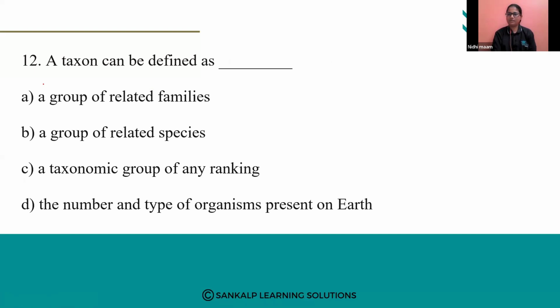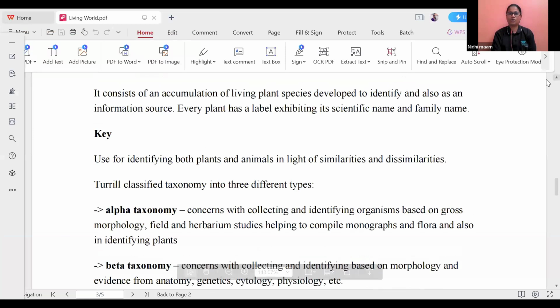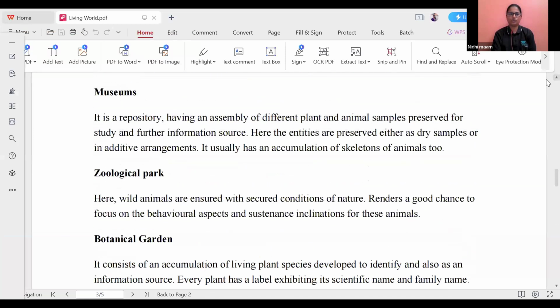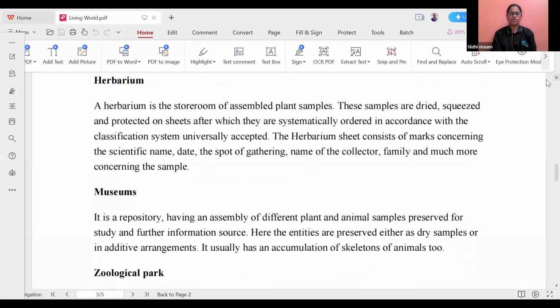Yeah. So we were discussing taxonomic aids, the techniques or tools used in taxonomy. When we consider a herbarium, a herbarium is nothing but dried plants which we store on a specific paper. The samples will be dried, stored and protected on the sheets, after which they are systematically ordered in accordance with the classification.